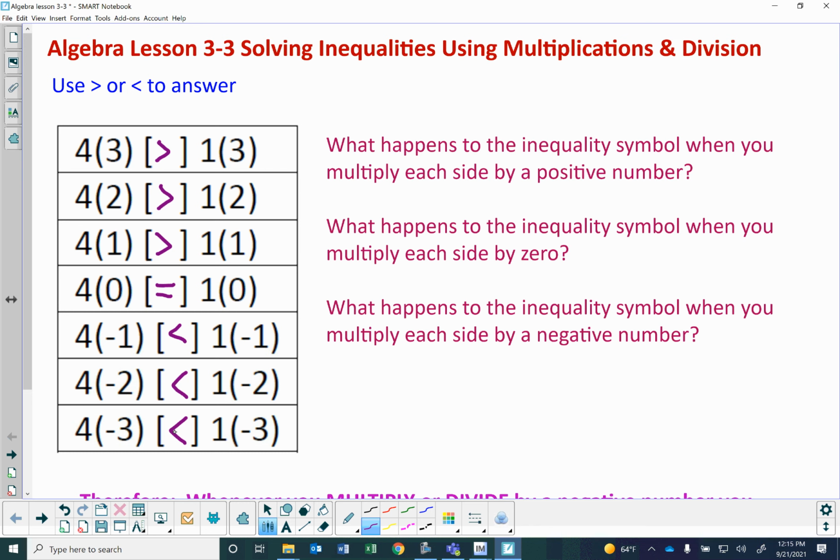As you can clearly see here, the question says, what happens to the inequality when you multiply each side by a positive number? The inequality symbol doesn't change. Positive 3, inequality is greater, positive 2, inequality is greater, positive 1, inequality is greater. So in this particular case, there's no change to the inequality symbol. What happens to the inequality symbol when you multiply each side by 0? Well, when we multiply both sides by 0, my inequality became an equality.